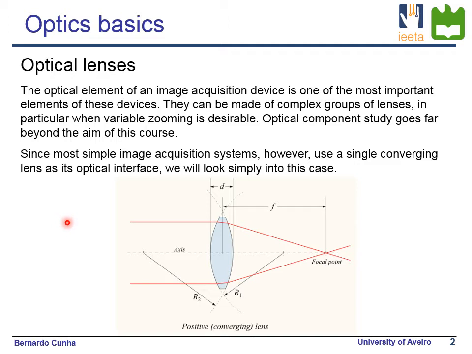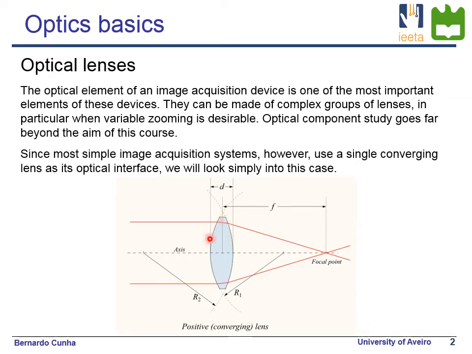Of course, the optical lenses can be complex groups of lenses, in particular when we use variable zooming, for instance. But for most robotic image acquisition systems, we use a single converging lens at its optical interface, which looks like the one you see on this image.